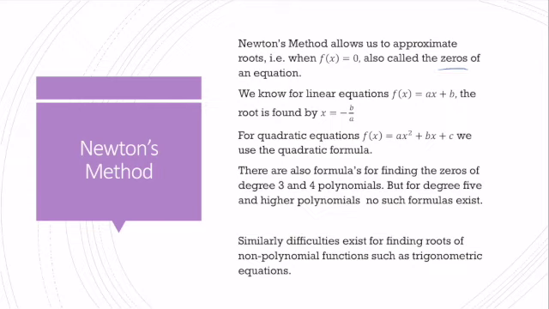So we know for linear equations f of x equals ax plus b, our root is found by x equals negative b over a. And for quadratic equations, we use the quadratic formula. There are also formulas for degree 3 and 4 polynomials. They're really long. You can find them online, or I think it might be in the back of our textbook. But the thing is, for degree 5 and higher polynomials, these nice equations don't exist. Similar difficulties exist for finding roots of non-polynomial functions, such as trig functions and things like that.